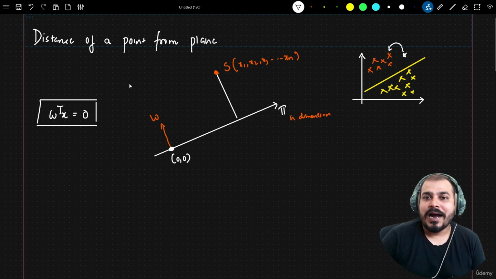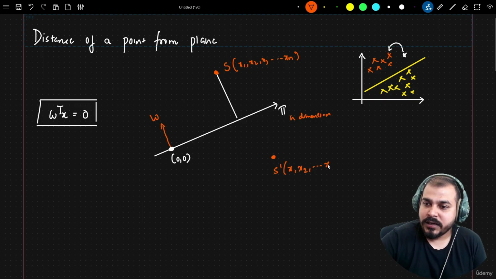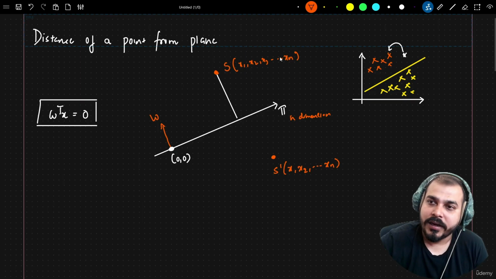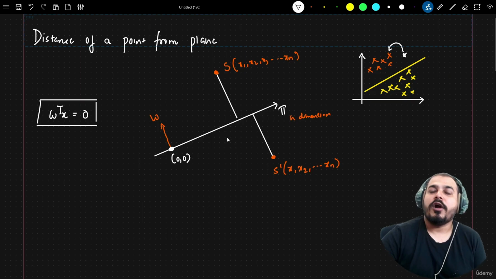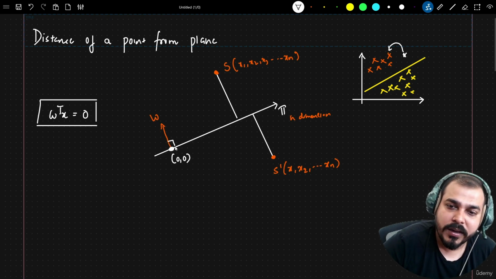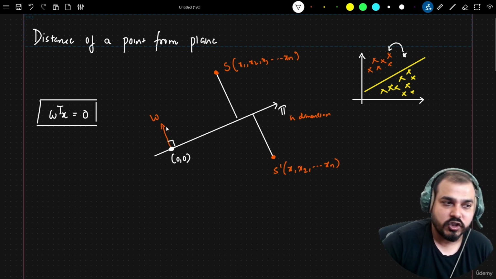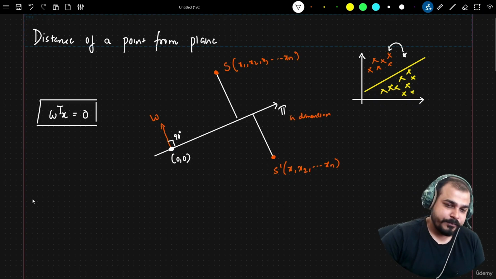Now our main thing is how do I find the distance of this point S with respect to this particular plane? Let's say there is one more point over here, mentioned as S dash, with coordinates x2, x3 till xn, considering an n-dimensional plane. I also want to find the distance between this point and this plane. Here you should note that W is perpendicular to this plane in this direction. When I say perpendicular, it is 90 degrees, right?